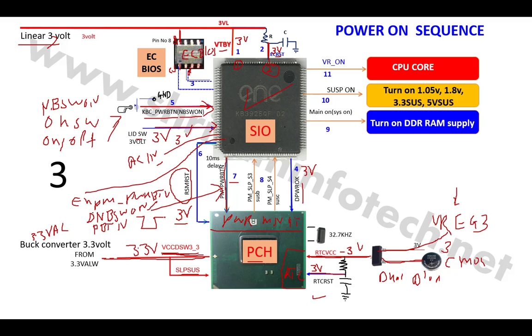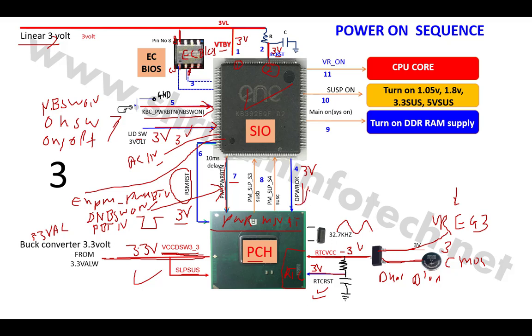PCH is basically the boss of the SIO. SIO is the assistant and PCH is the boss. Now SIO requests the PCH that the user pressed the power button. So PCH has to respond, PCH has to give the reply. If everything is there, that means PCH got this power, PCH got this RTC reset, PCH started a clock, and then PCH got this DPWR.